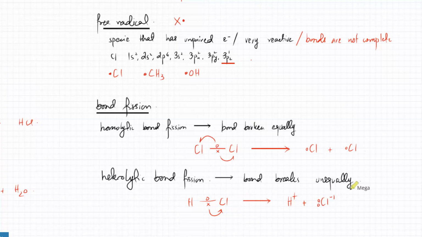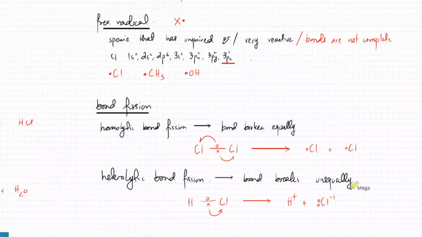So very quickly, when you hear the term homolytic bond fission, the bond is breaking equally. It's splitting up. One electron goes to one Cl, the other electron goes to the other Cl. So both atoms divide the electrons equally. That's homolytic bond fission. Heterolytic is when the bonds are broken unequally. Both electrons go to one atom, and that usually results in the formation of ions. Is this clear?